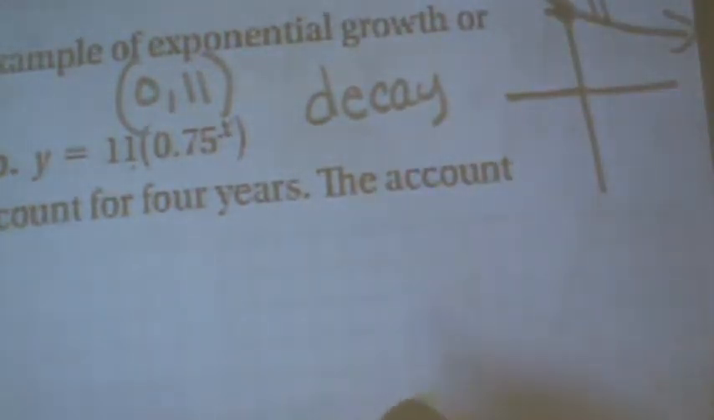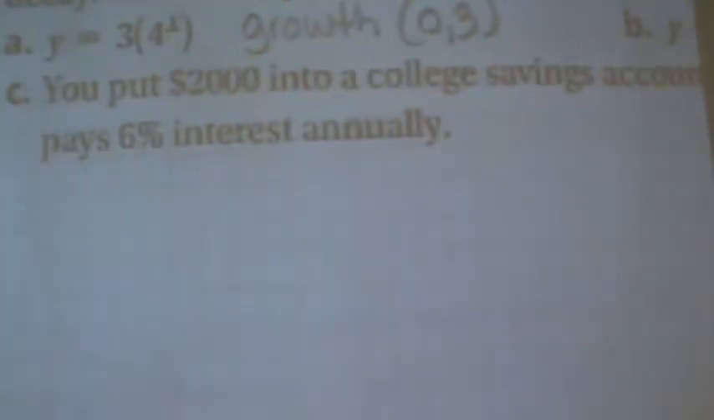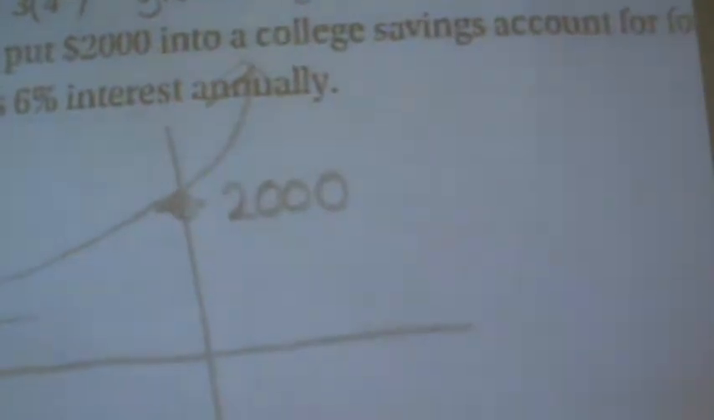And the last one: if I give you $2,000 to put in a college savings account for 4 years, and the account is earning 6% interest, is this growth or decay? It's growth. What's your y-intercept? 2,000. And this thing's going to be going up like that. All right, now these problems that looked ugly are going to be easy for you.